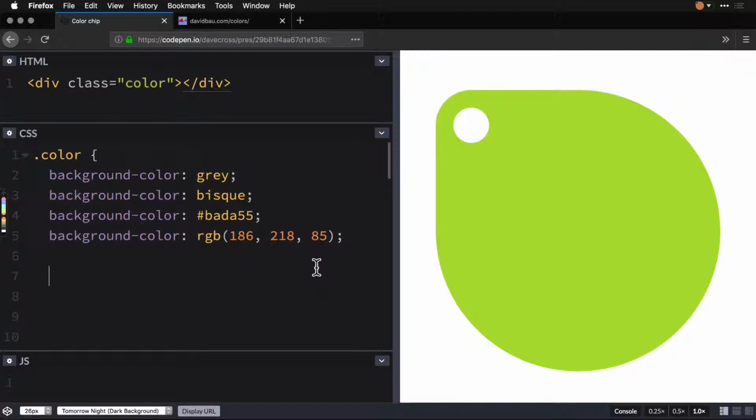How can we solve this? We can do that with another color model that I will show you next.